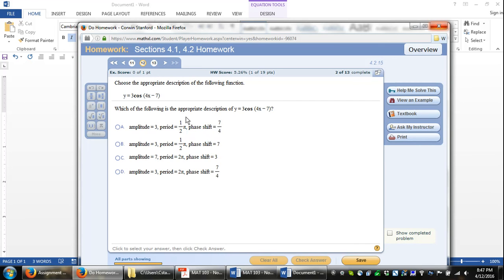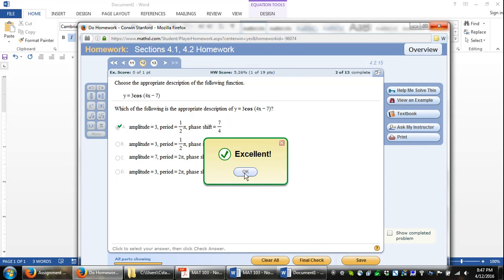Which one is it? Well, remember that in order to find our phase shift, we need to factor out this number. So we're dividing this 7 by 4, and that should give us a phase shift of 7/4. Notice that it's negative here, but when we talk about the phase shift, we're talking about this positive number that shifts us to the right 7/4. So we've got to have choice A in this case. Check answer. Yay.